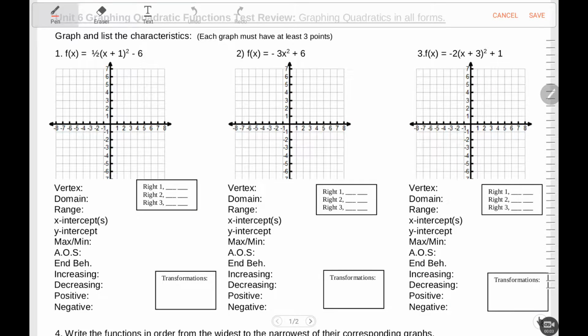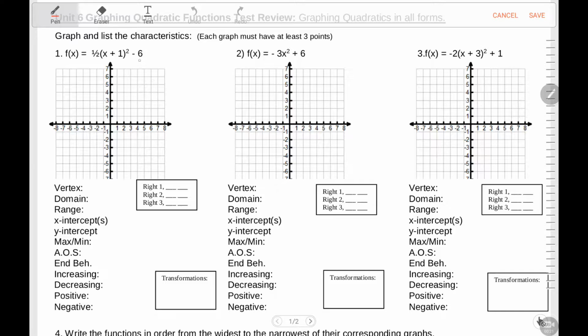Hey everyone, this is our review video for graphing quadratics in all forms, and actually we're mainly looking at two forms, vertex and intercept, previously from some other papers. So let's just make sure that we can do our vertex forms.